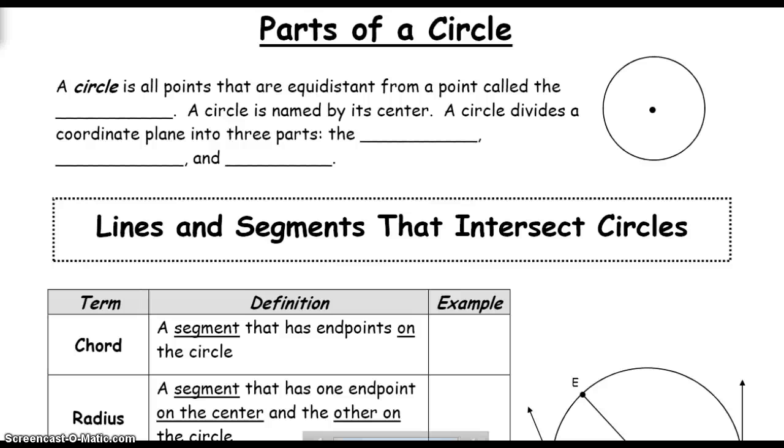Today we're going to talk about parts of a circle. So let's get started. A circle is all points that are equidistant, which means equal distance, from a point called the center. Now let's talk about what that means.